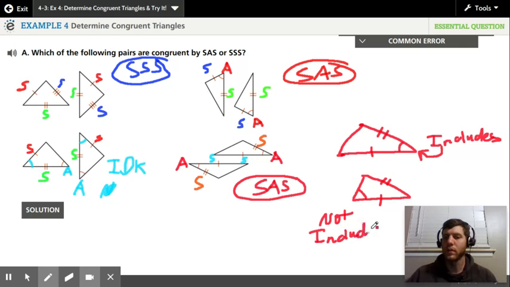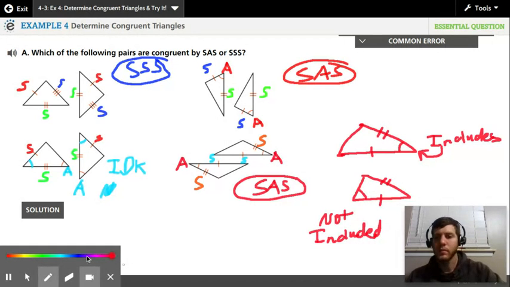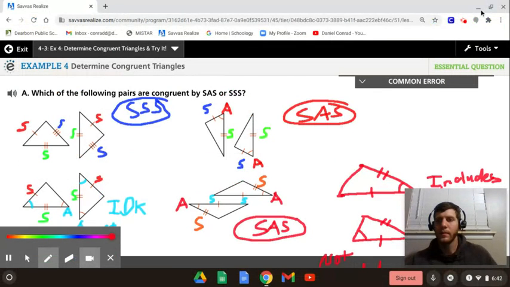So if you have something like this, it's not going to count for side angle side. Something like this would count for side angle side. Okay, and that's the last example for 4-3.